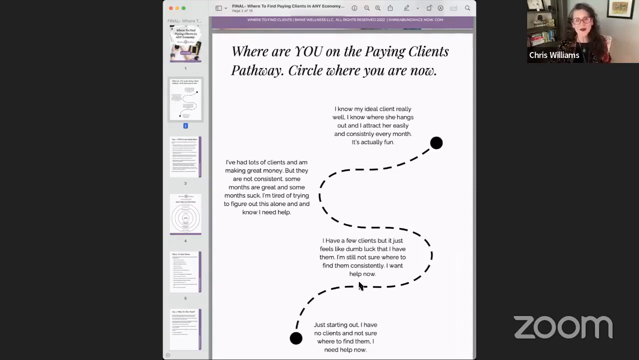So just know that no matter where you are in the pathway, you are going to walk away with some really golden nuggets that are going to help you move even just one step further. And that is really what this training is all about. I want you to come here to consume, to learn, to take away golden nuggets.